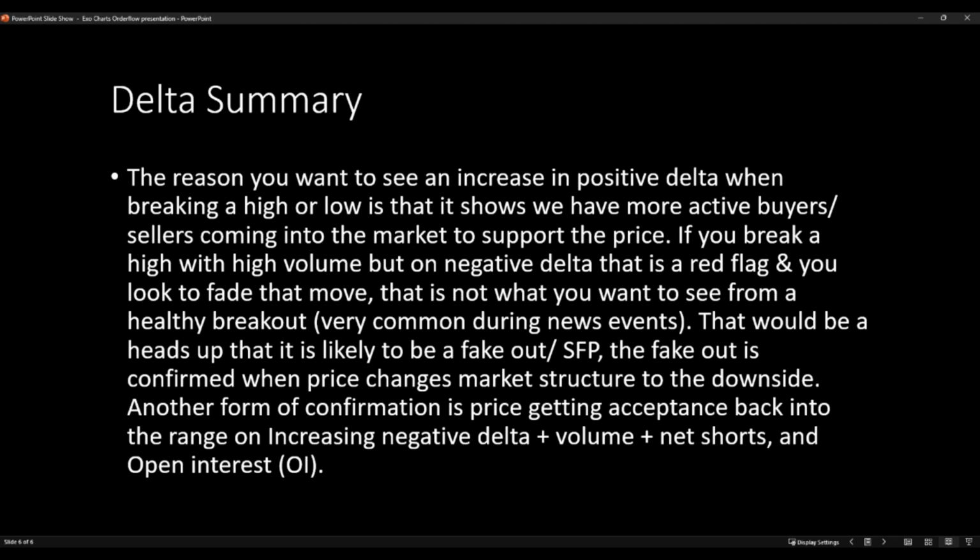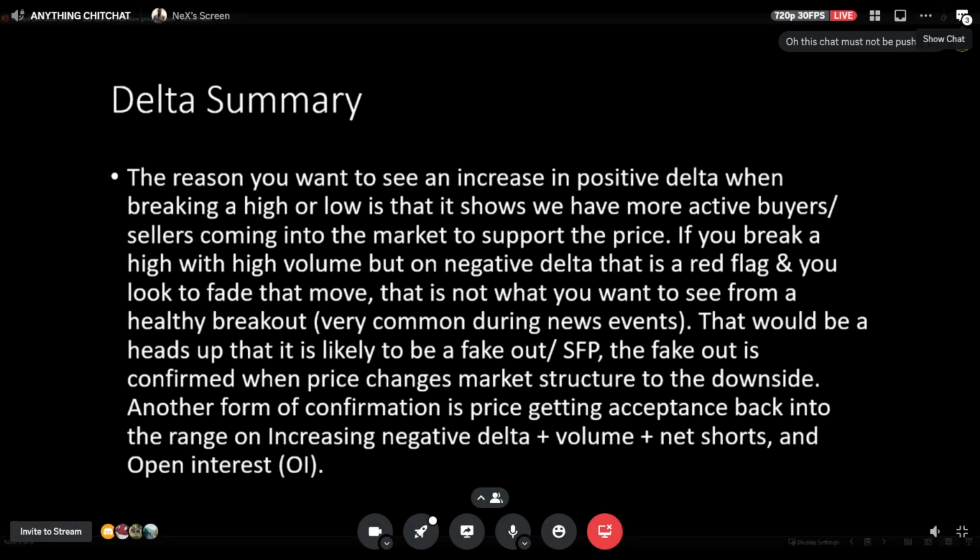So it's very common during news events. That would be a heads up that it is a lot more likely to be that fake out, and you can either trade that fake out or you can wait for confirmation. I tend to be a little bit more aggressive with my approach to trading.